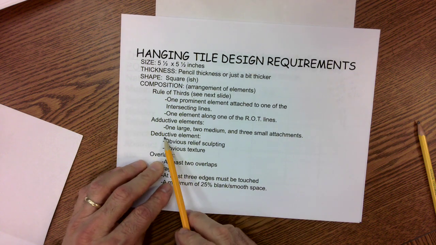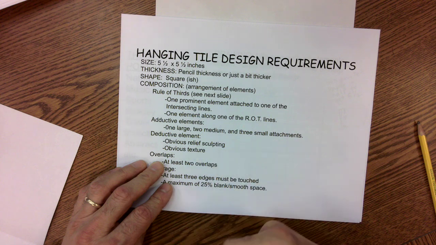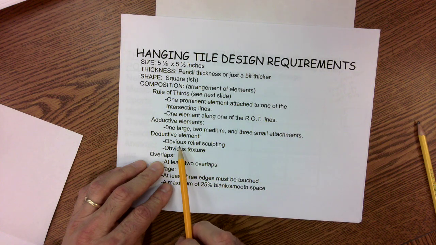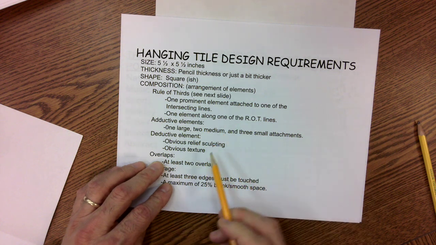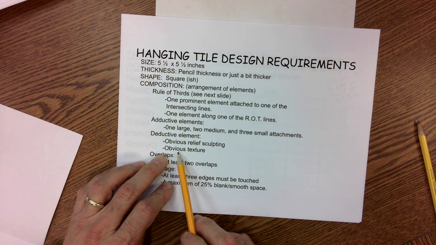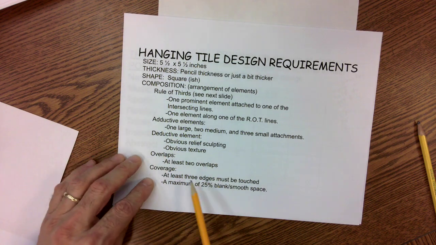You will also have to have some deductive sculpting, and that's when you take clay away with a tool, and you need to have an obvious relief sculpting area. You've done relief sculpting on the dome of your dome sculpture. You also need to have some obvious texturing happen, nothing too soft and subtle that you can hardly see. And we'll get into that with the design.